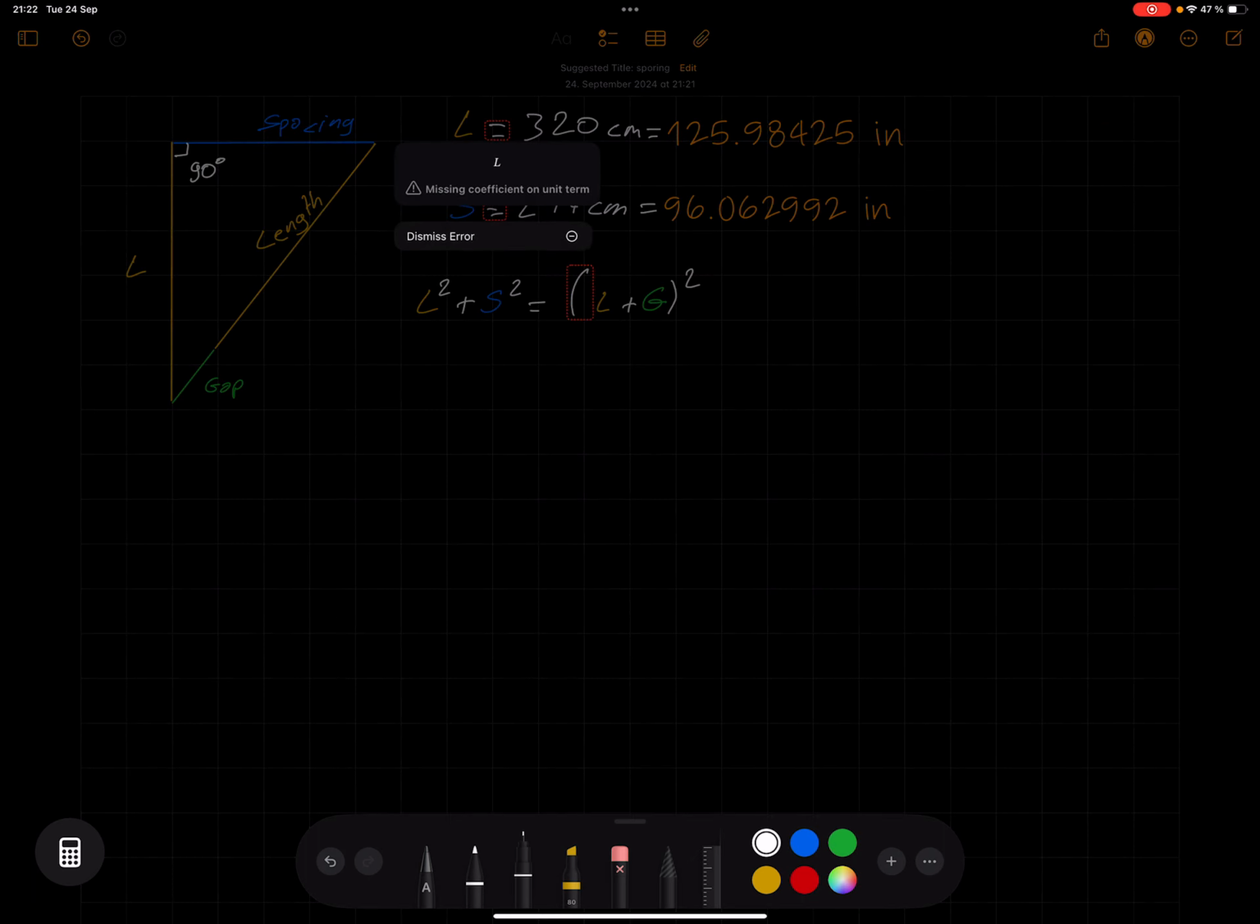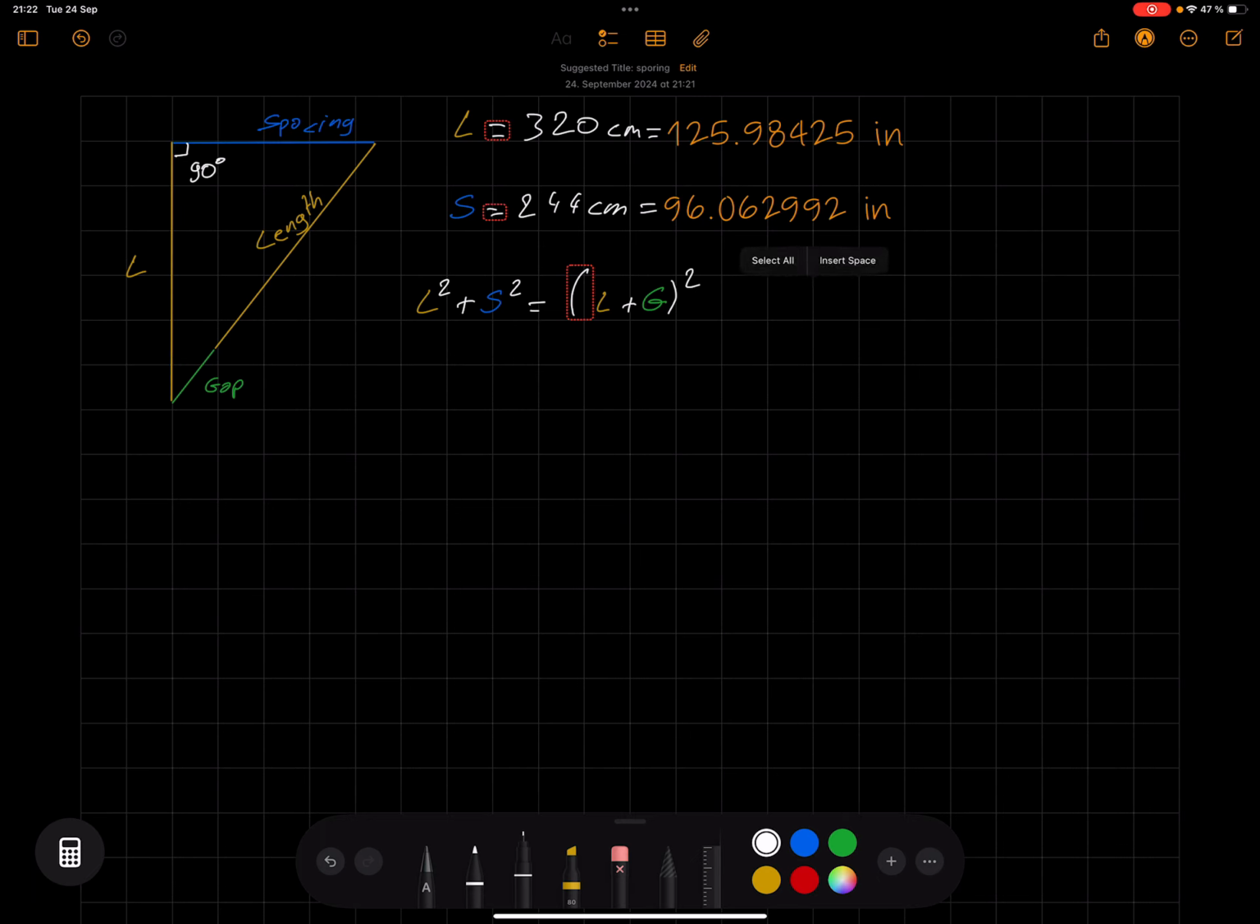And for L, missing coefficient or unit term. Don't know why it's bothering me. So here we have, first, I would say we could actually extract G. Okay, I miss it again.